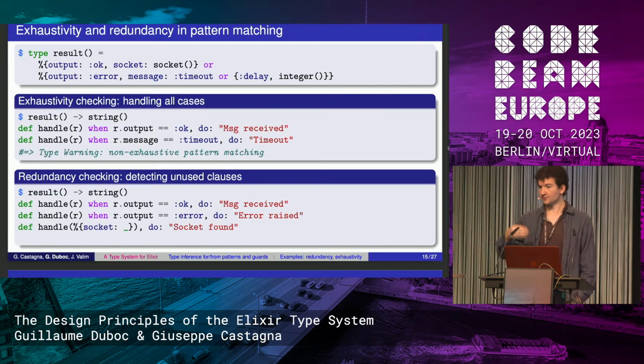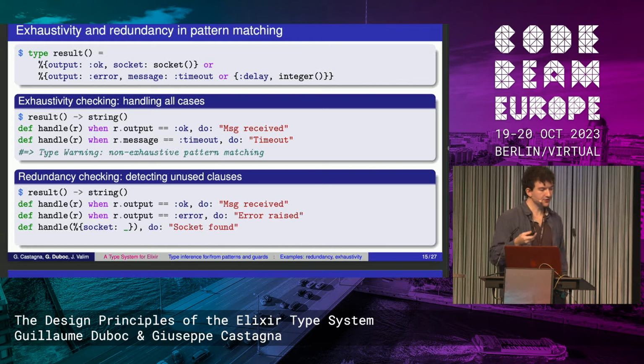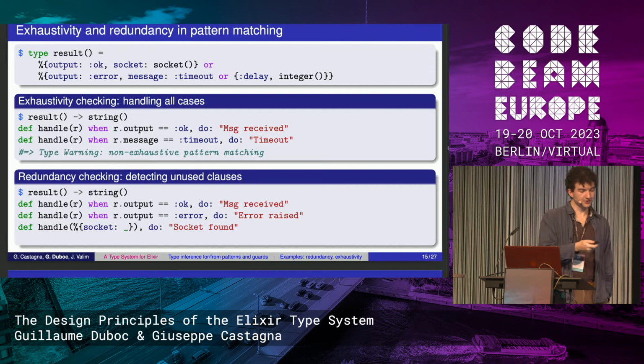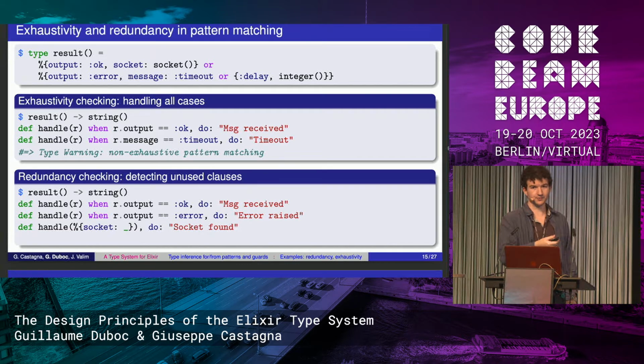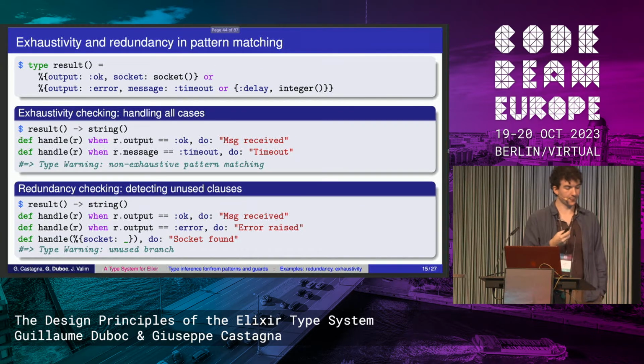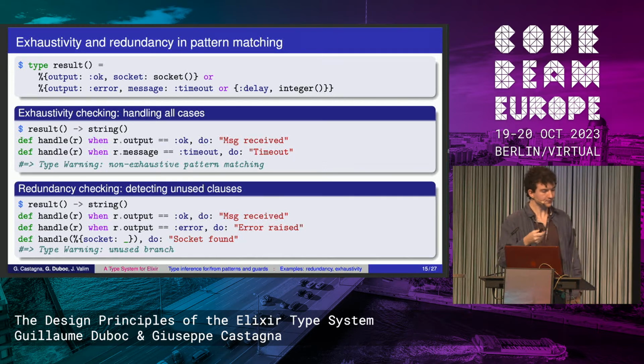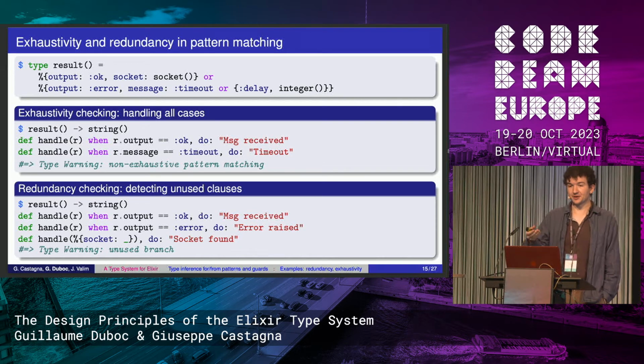We can do, conversely, the opposite. Let's say you've fixed the previous function, and now you have the first clause that matches on error output being OK, and the second one matches on it being error. And you've added a third clause, which aims at doing something with the socket field, but you know actually that this clause is never going to match. So you get a type warning as well here, that this branch is unused and should be removed.